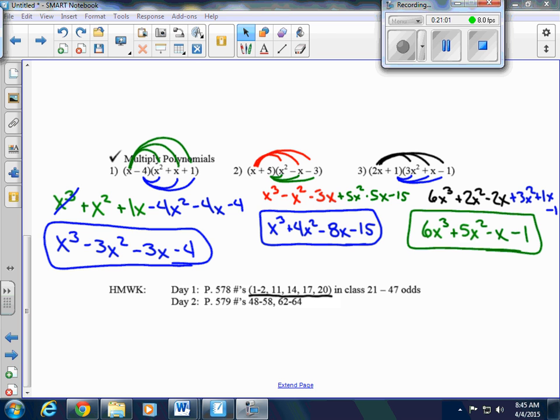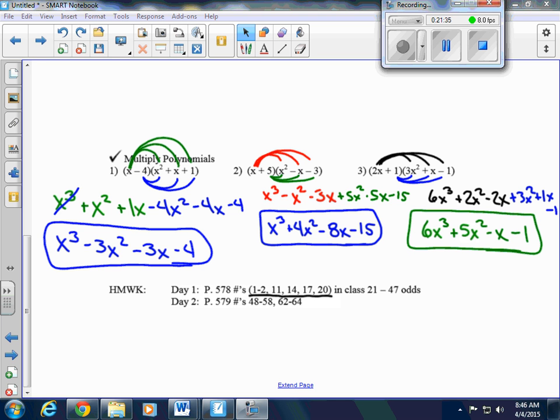And there are the answers for questions 2 and 3. Notice again, in the red, in number 2, I took the x through to all 3 of them. And then in the green, I took the 5 through to all 3 of them. And then I added my like terms. Number 3, we took the 2x in black, distributed it to the trinomial at the back. And in the blue, we took the 1 and distributed it through. And then we added our like terms.